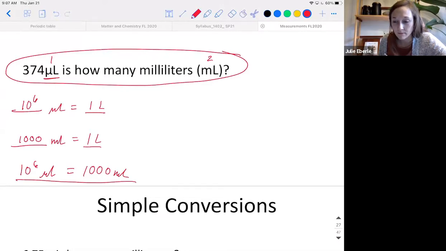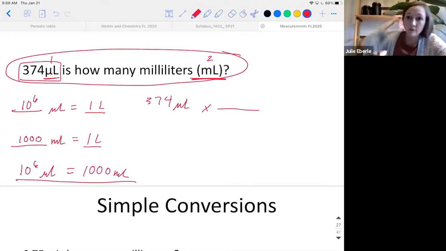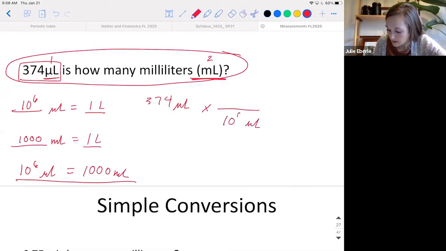All right. So start with this value right here, 374 microliters. And we want to cancel out microliters because the question wants to know how many milliliters. So I'm going to write this as a conversion factor. And I want to cancel microliters, so I'm going to write microliters on bottom. So I'm going to put 10 to the 6 microliters on bottom equals 1,000 milliliters on top.